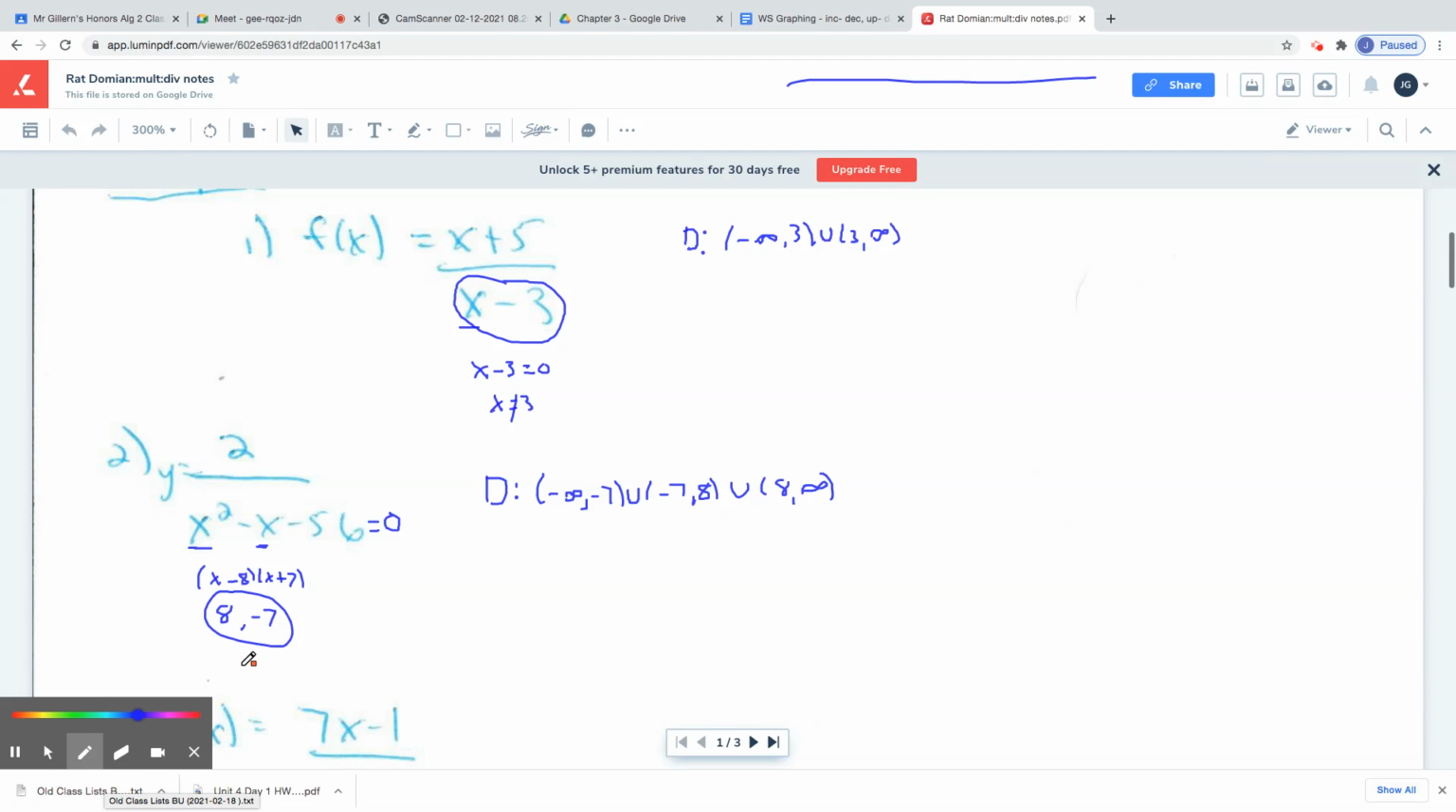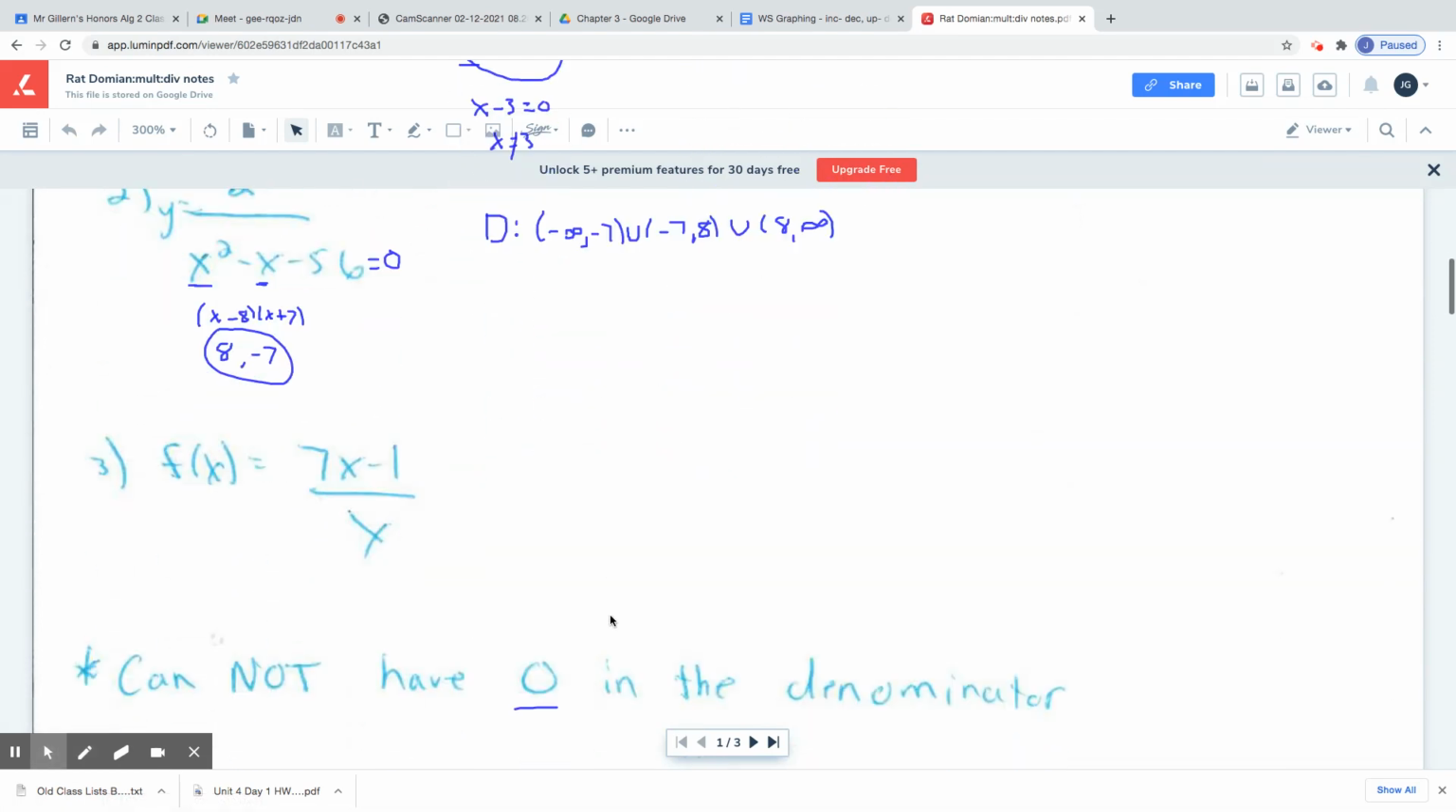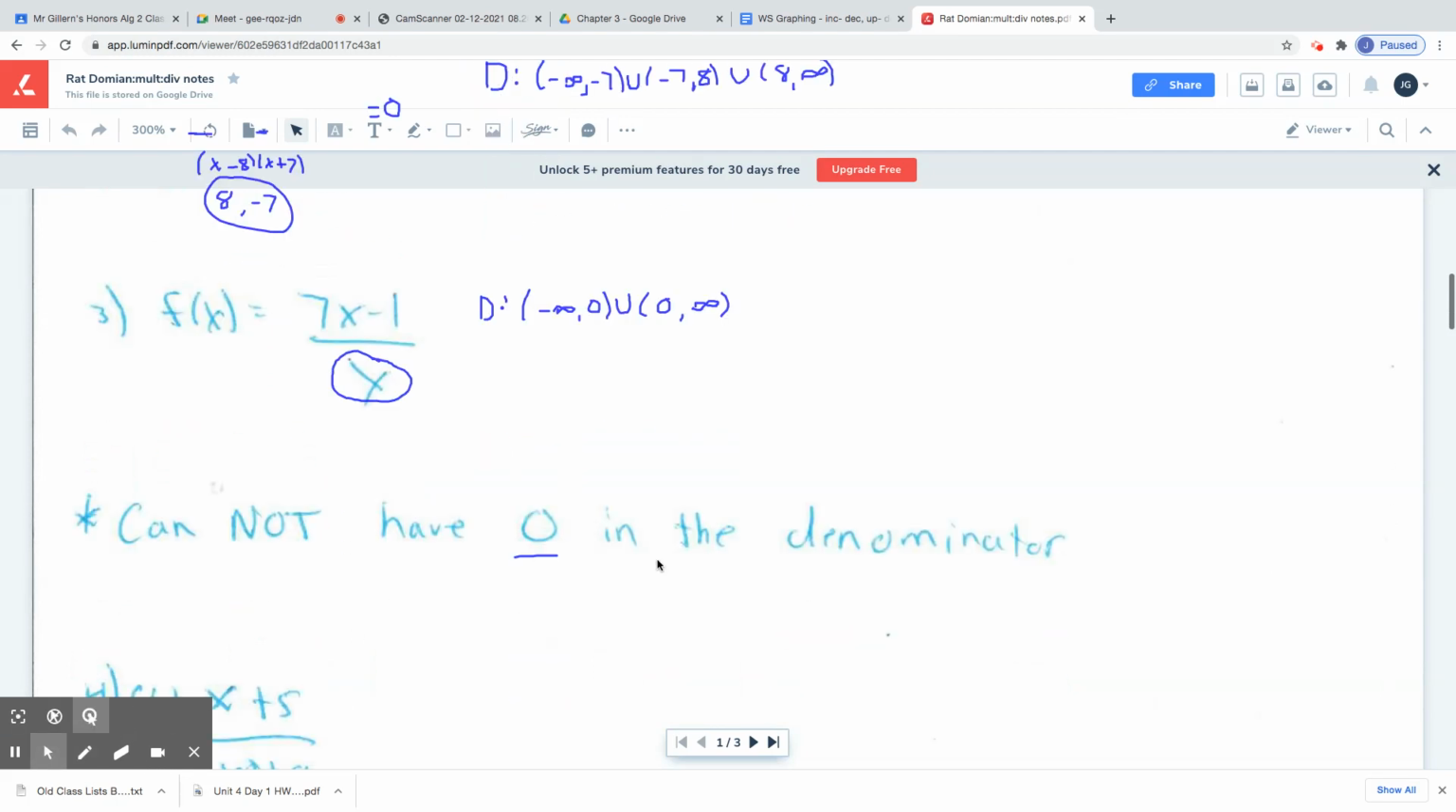We'll eventually talk graphically about what that means. It definitely has an application. Here, what's the only thing it can't be? It can't be 0. So you would do negative infinity to 0, union 0 to infinity. If it's just one number, you go negative infinity to that number, union that number to infinity. Just make sure you don't have brackets. It can't be brackets.